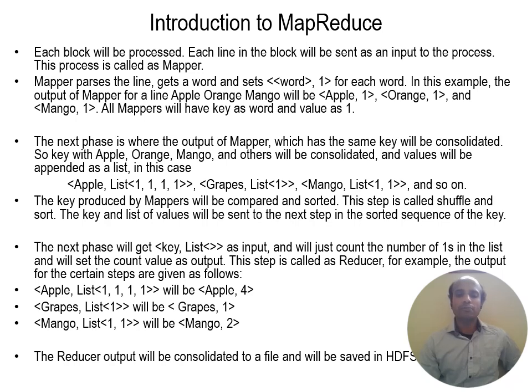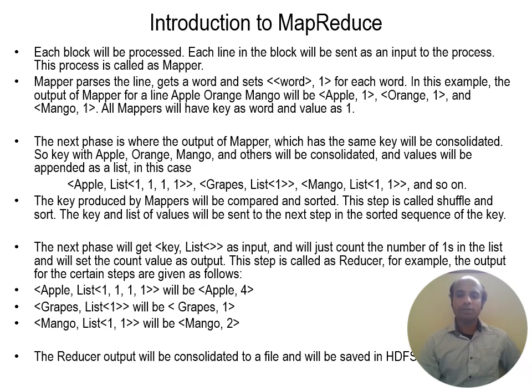The keys produced by the mappers will be compared and sorted. This step is called shuffle and sort. The key and list of values will be sent to the next step in the sorted sequence of the key. The next phase will get the key and the list as input, and will just count the number of ones in the list and set the count value as output. This step is called the reducer.